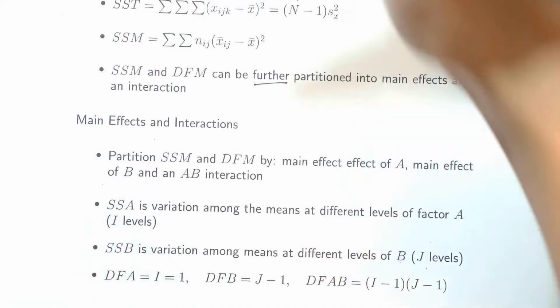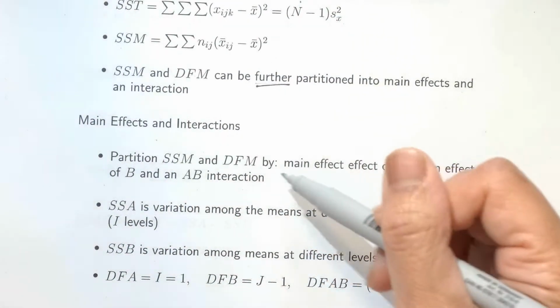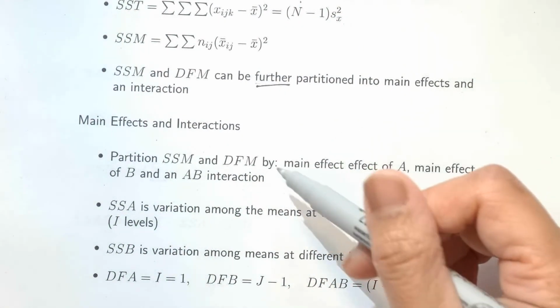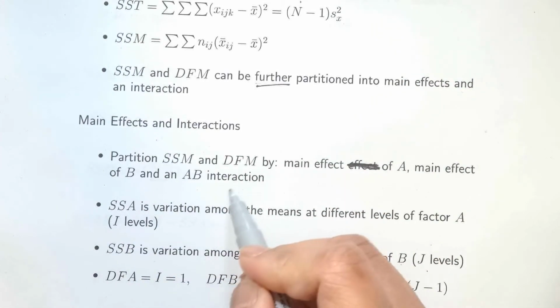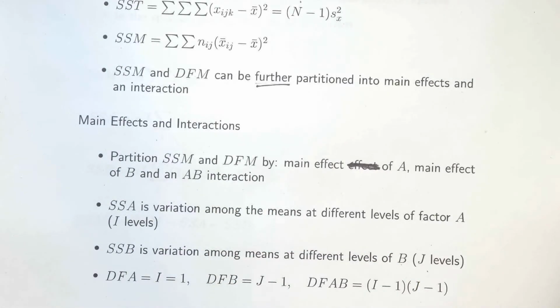If we partition the sum of squares model and the degrees of freedom model by our main effect of A, the main effect of B, and an interaction term, then we can interpret sum of squares A as being the variation among the means at different levels of factor A. And remember, A has those capital I levels. Similarly, SSB can be the variation among the means at different levels of factor B, where B has capital J levels.